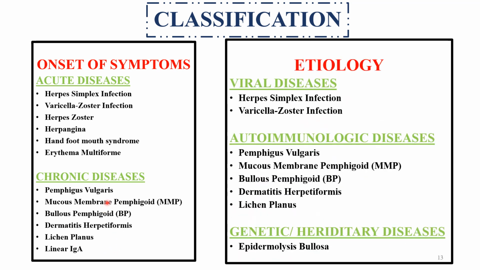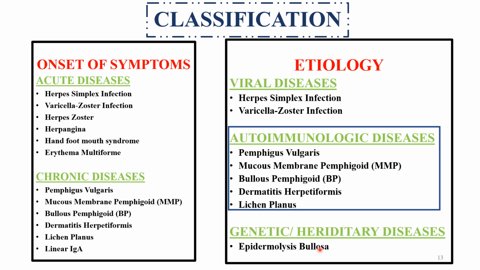The second classification is based on etiology. Various factors result in formation of these vesiculobullous lesions, starting from a normal trauma. For example, even heat or a burn results in formation of blisters. This is followed by viral diseases, autoimmunological diseases and genetic or hereditary diseases. Today we are discussing the autoimmune diseases which cause the formation of vesicles or bulla in the oral cavity and also the cutaneous lesions.